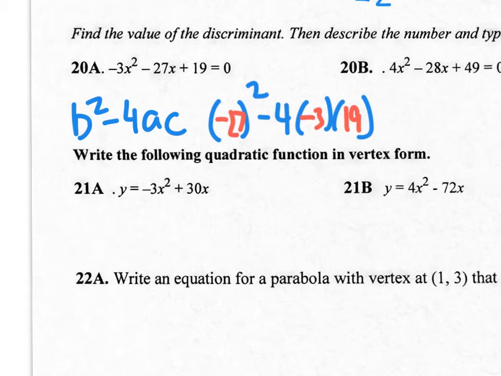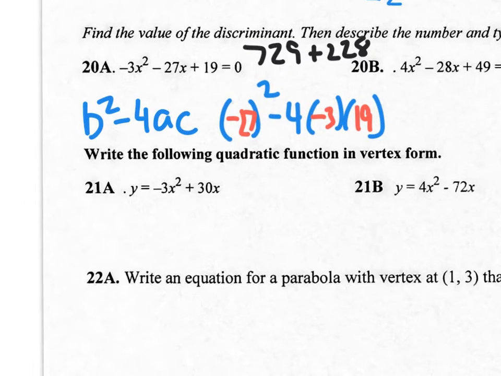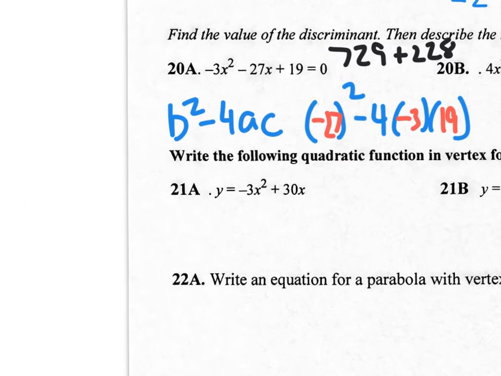So 27 times 27, 27 squared, that's 729. Let me just write that down right here, 729. And we do have a negative 4 times a negative 3, that's positive 12. And then 12 times 19 is 228. So we're going to add 228. I'm doing this on the calculator, by the way. So 228 plus the 729, you're going to get 957. So the answer to number 20A, the discriminant is 957.